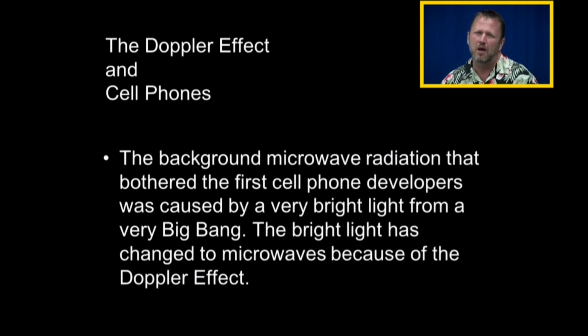And so we know this between the Doppler effect and developing your cell phones, which work pretty well. This background microwave radiation that the first cell phone developers were trying to get rid of, they couldn't get rid of it because it is a microwave coming from every direction of outer space. And this microwave coming from every direction of outer space is a very bright light from a very big bang, and that light has been stretched and stretched and stretched because of the Doppler effect.